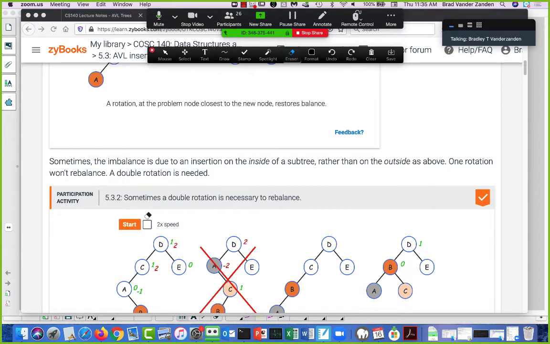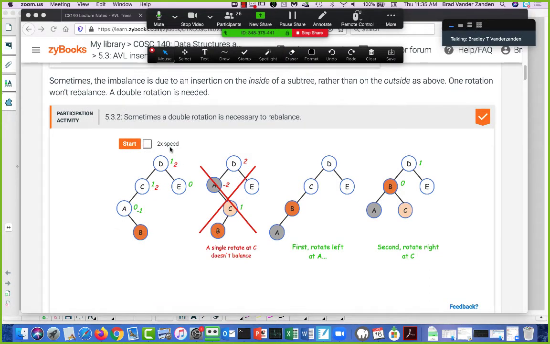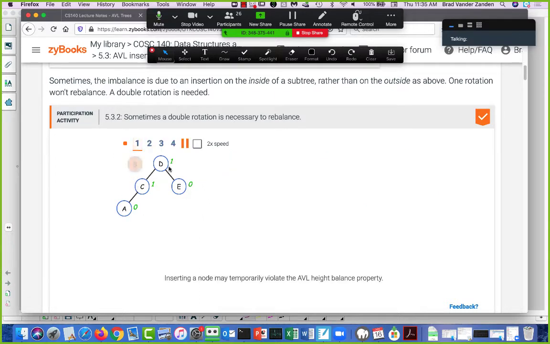So the insert could occur on what we call the inside of the tree. So let's walk through that situation. We start with this tree and we're going to insert B, and we call this an insert on the inside of the tree, because it's kind of inside. And we did the normal insert. B is less than D, less than C, and greater than A, so it went here.